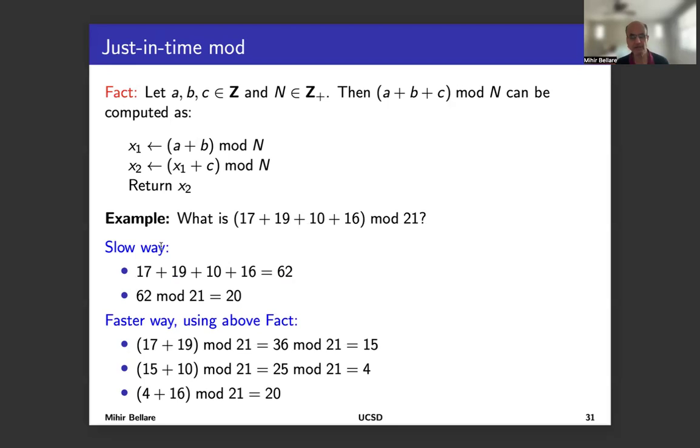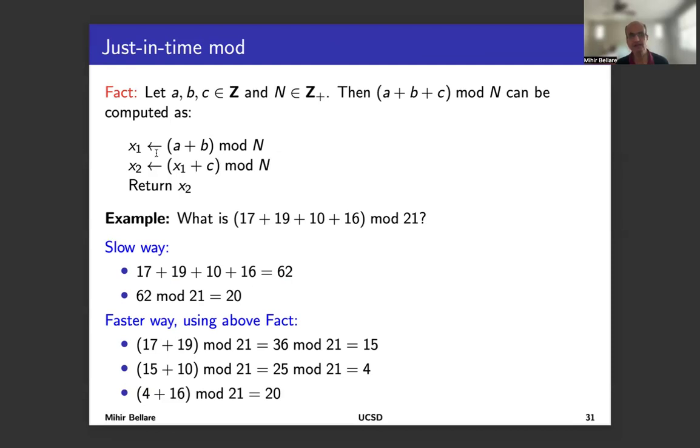For example, if I have to do 17, 19, 10, and 16, I add them up. 17 plus 19 is what? 36, plus 10, 46, plus 16, 62. So it was a bit of a pain. Now I have to take this and do a mod with n, and n here I set to 21. So you have to compute that. And you can, and it's 20.